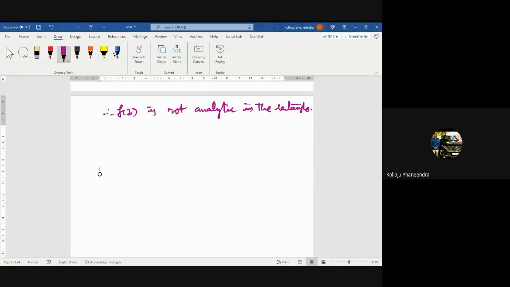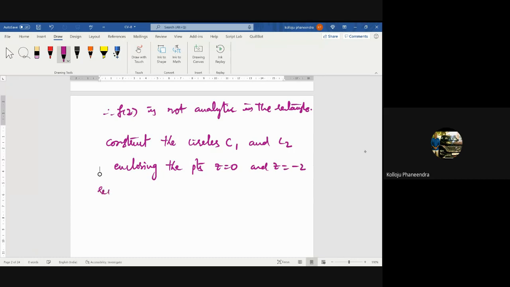Construct the circles C1 and C2, two circles, enclosing the points z equal to 0 and z equal to minus 2 respectively, of radii r1 and r2. So what is the picture of this one?